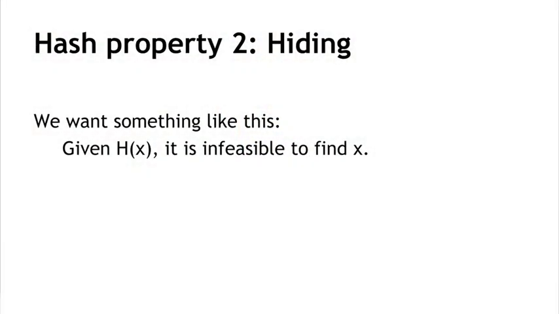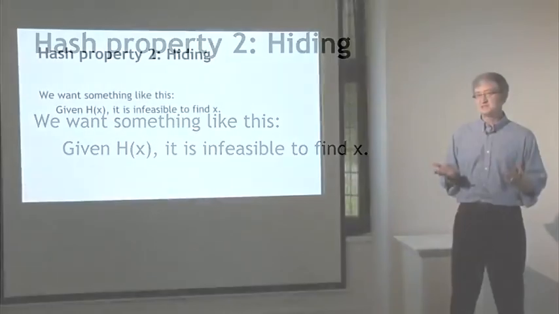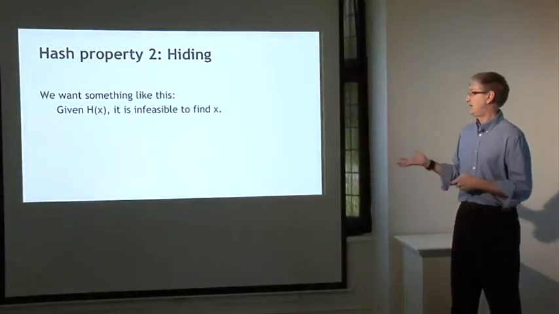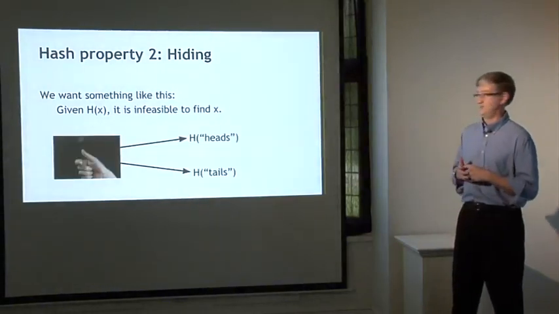So the second property that we want from our hash function is that it's hiding. And the property that we want is something like this: that if we're given the output of the hash function, there's no feasible way to figure out what the input x was. The problem is that this property doesn't exactly hold. And to understand why that's the case, let's look at this example.